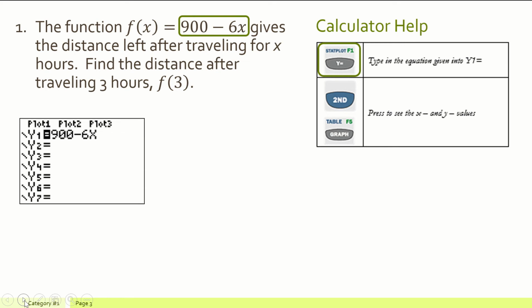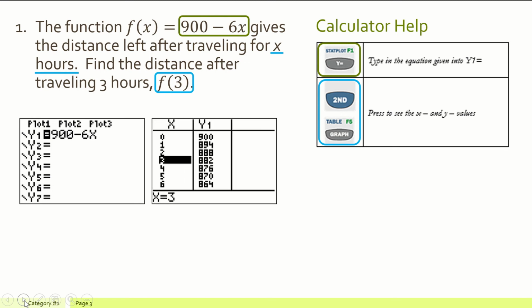So we've typed in 900 minus 6x into our y equals screen. We're looking for the distance after traveling x amount of hours. Well, then it goes on to tell us to input 3 hours in for x. So in your table, you simply look for when x is 3 hours, and it appears we have 882 miles left. We evaluated this function at f of 3, or when x is 3.